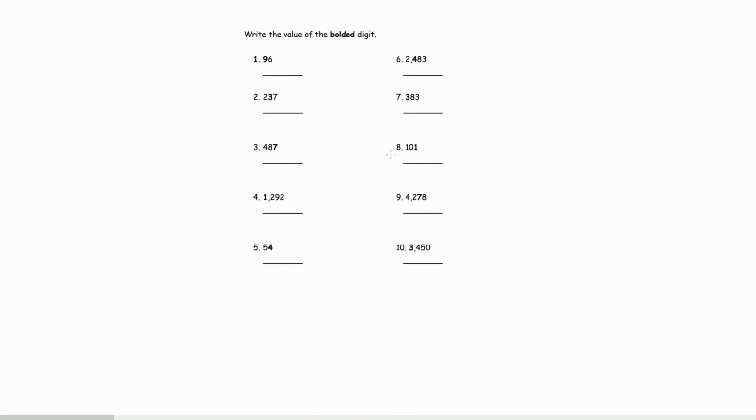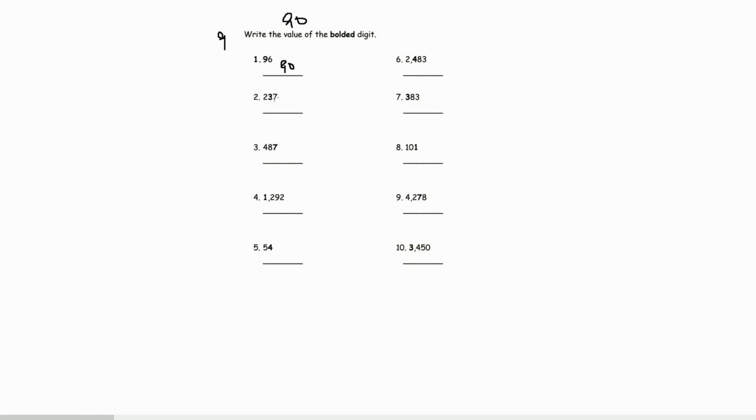Let's move on. Write the value of the bolded digit. The bolded digit right here is the 9, right? What it means by value is that this is not just a 9, there's a 6 here, and it's a 2-digit number. The 9 is over here, so that would be 90. Just because it says 9 doesn't mean it's a regular 9. There's a number after 9 which makes it 90.